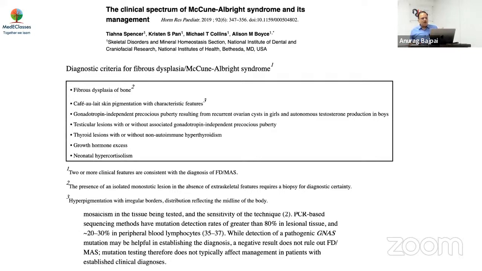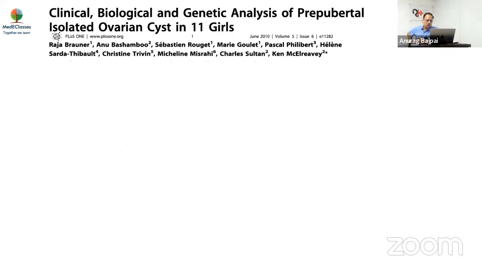So it cannot exclude. What they have said is that if you have a positive result, it confirms McCune-Albright syndrome, but a negative result does not exclude the condition. And therefore, the routine role of genetics is not going to be very significant. Your management is not going to change. If you have fibrous dysplasia, you manage it like that. If you have peripheral precocious puberty, you manage it as peripheral precocious puberty. If you have thyrotoxicosis, you manage it like that. So if you don't find it on genetics, you don't need to think that we can't do anything, or that this is not McCune-Albright, importantly.